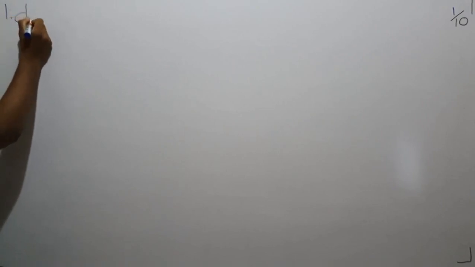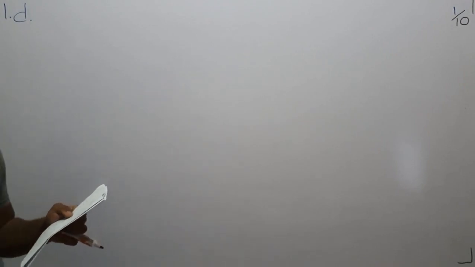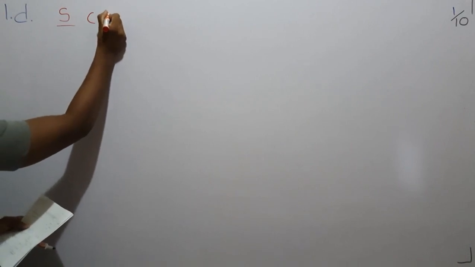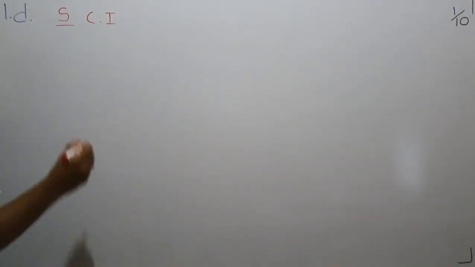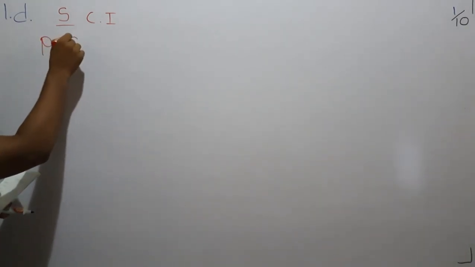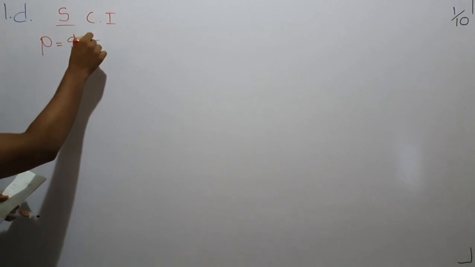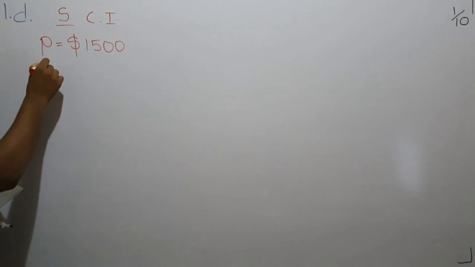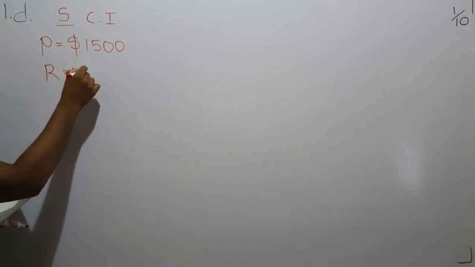So part D. Samuel invests $1,500 in an account paying 1.9% per year compound interest. So Samuel, compound interest, his P value is, now compound interest you should know the formula, 1,500 and the rate is 1.9 per year. Rate is 1.9%.